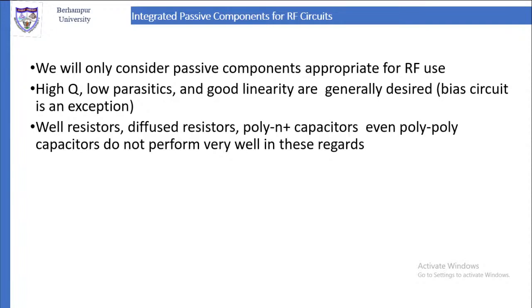Then we will consider well resistors and diffused resistors. These are two important resistors that we will consider. What is a well resistor, what is a diffused resistor, that we will come to know later. Diffused resistors, I think you will know by diffusion, the resistor that is caused because of diffusion. Then poly N plus capacitors, even poly capacitors, they do not perform very well in terms of high Q, low parasitic, good linearity. Their performance, of well resistors, diffused resistors, poly N capacitors, poly capacitors, is not very good.